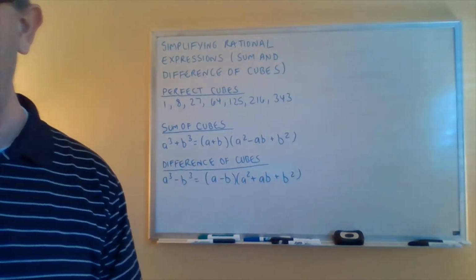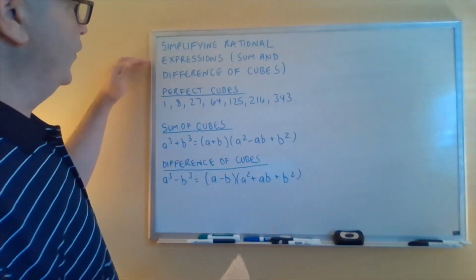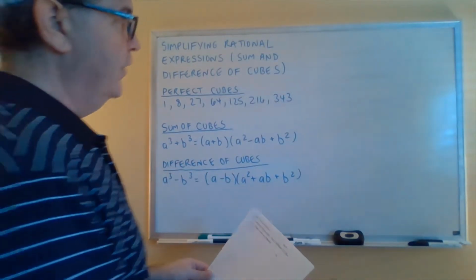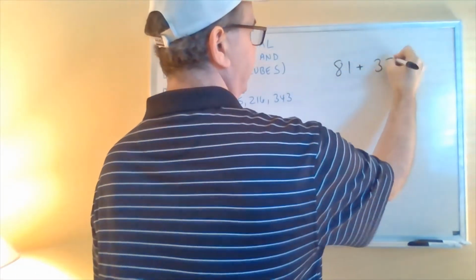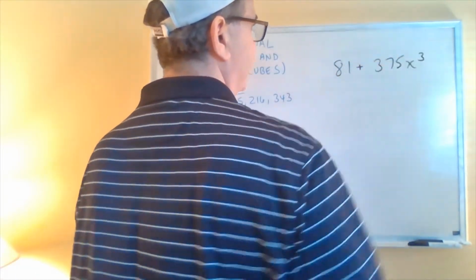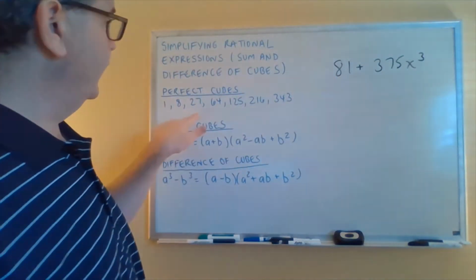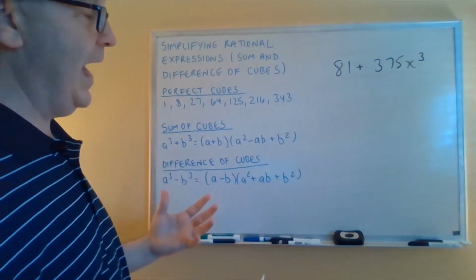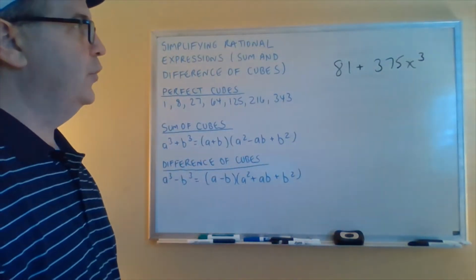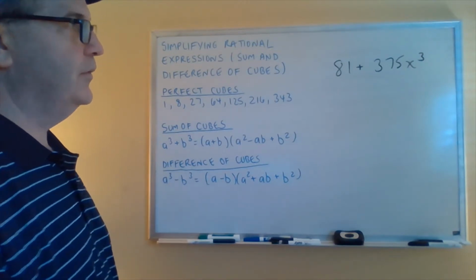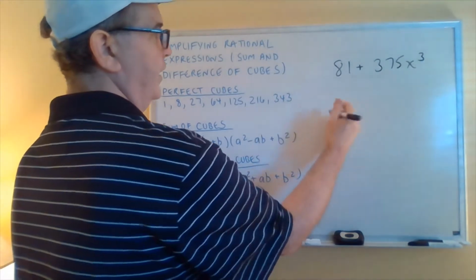So let's go through a couple examples on how to do sum and difference of cubes, and then we'll apply those to some rational expressions. So first example, let's look at 81 plus 375x cubed. So first thing we always do is look at our numbers here. Are our numbers on our list of perfect cubes? They are not. That means that we have to divide a number out of here. So we go through our list of common factors and we pull out our greatest common factor. I did this off camera and it's 3.